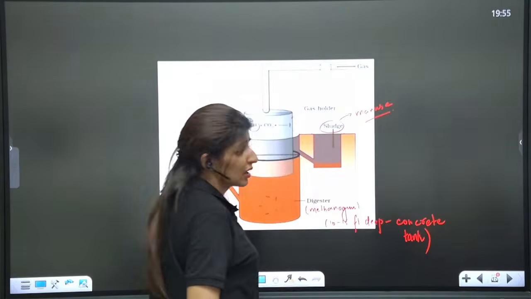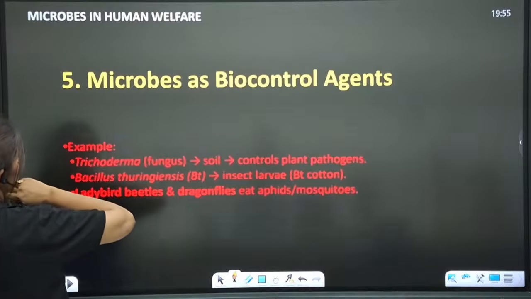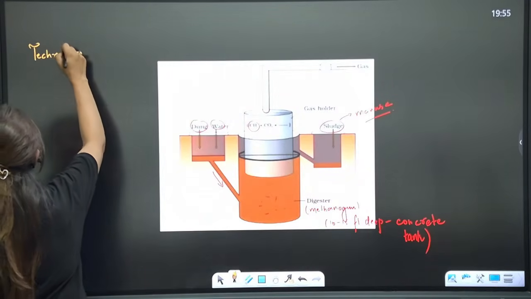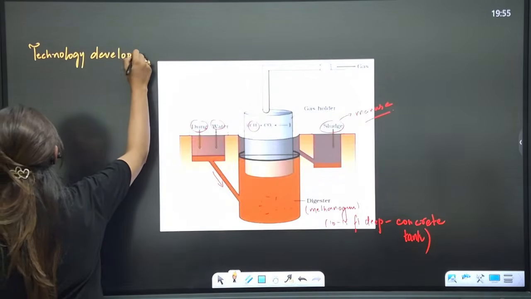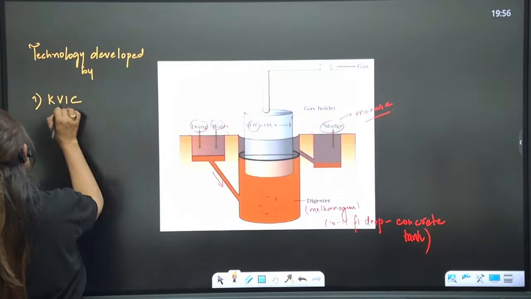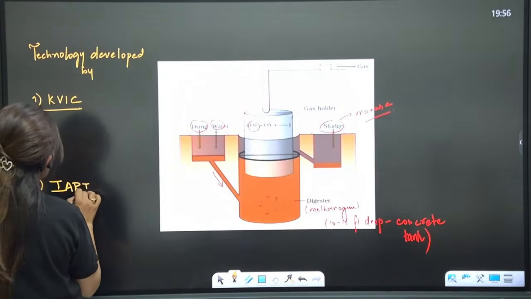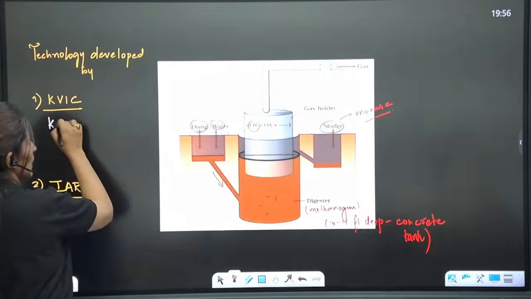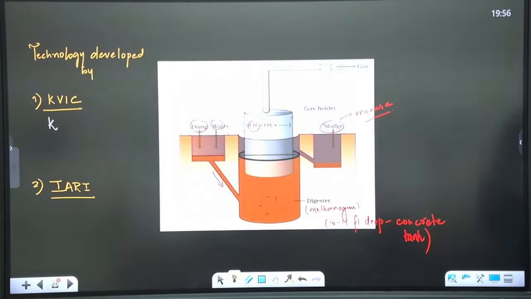Now remember who developed this technology. Very important. There are two bodies involved in the development of this technology. This technology was developed by India. Number one, we have KVIC, and second is IRI. You must know the full forms also. First is, yes guys, is this point clear?